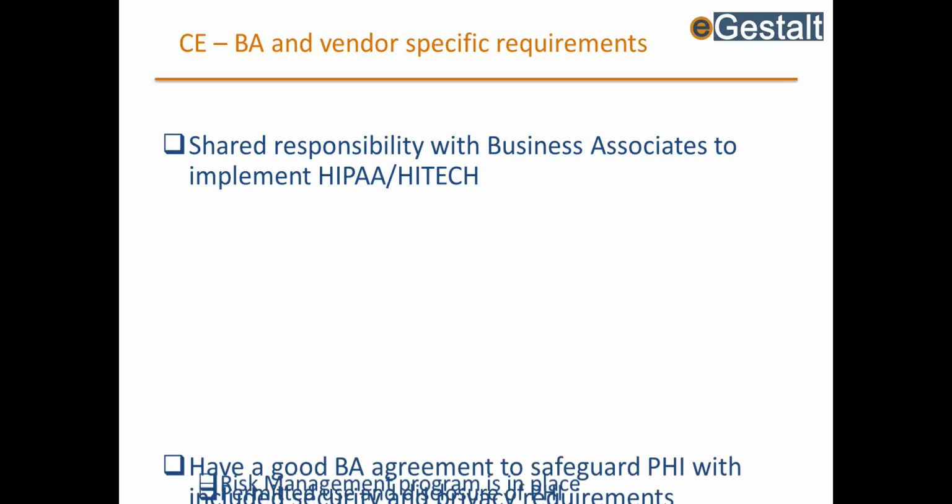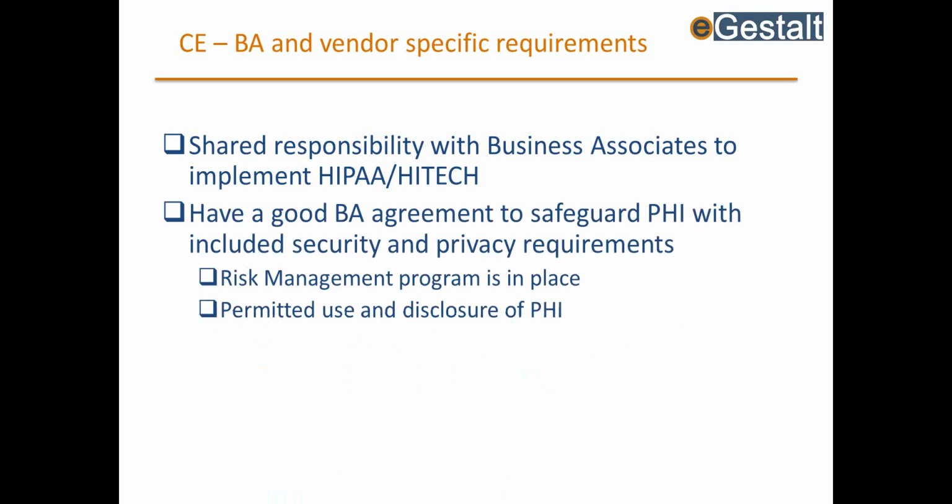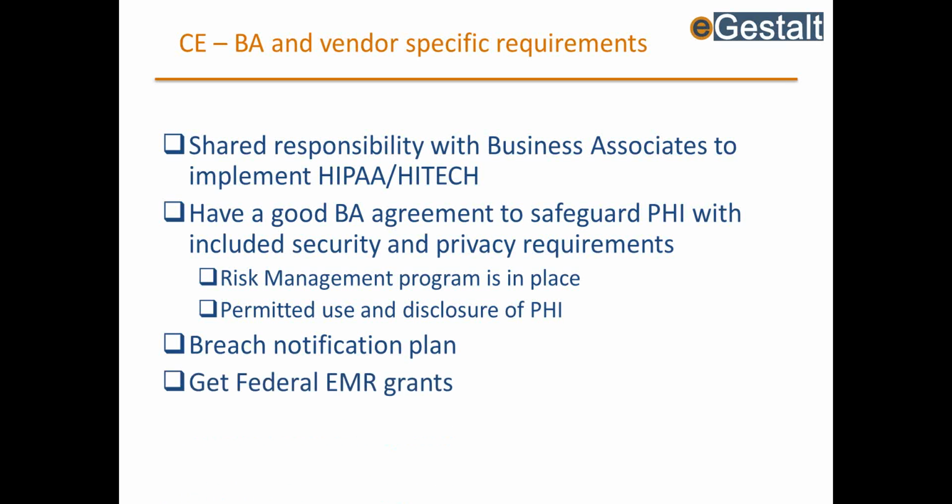There are multiple things they can do, but at the starting point, they need to have a good BA agreement to ensure safeguarding of PHI, and to ensure that the BA is bound by and aware of the requirements from the HIPAA HITECH perspective. This also means that not only do they have a breach notification plan internally, but BAs are also following through and implementing a breach notification plan. And all of this is required to get the federal grants that I talked about earlier, the Medicare and Medicaid payments for EMR implementation.